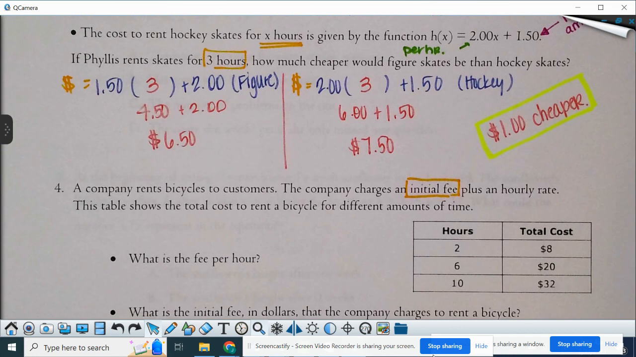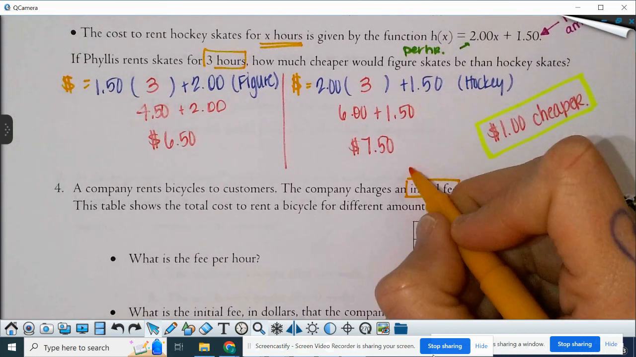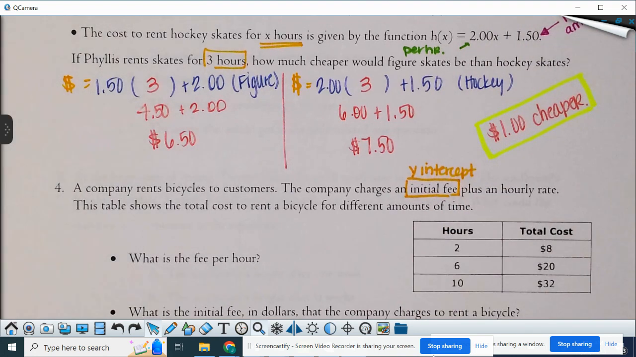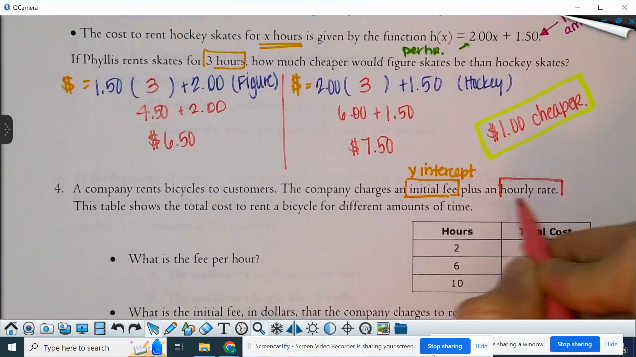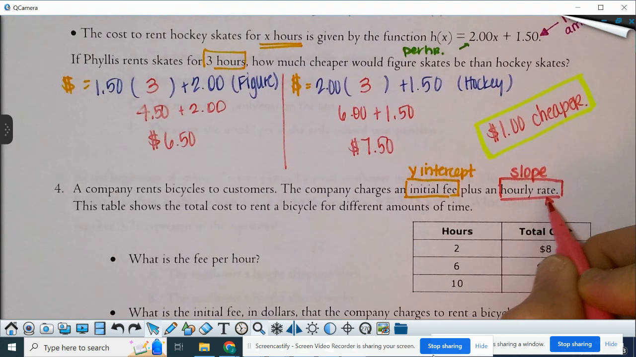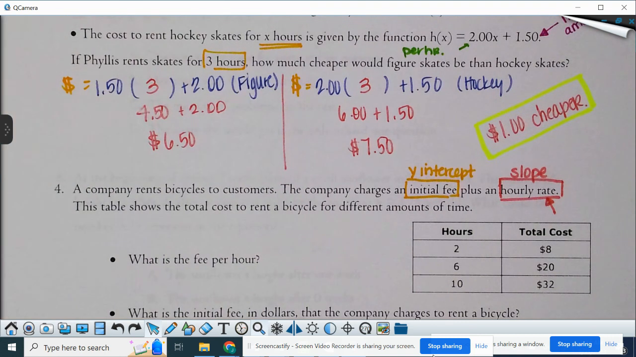Yes, good. You're just throwing it all out there. Y-intercept, not x-intercept. And then plus an hourly rate. So hourly rate would be your m, your slope, because you see the word rate. Rate of change. Maybe that'll help. It's not always, but usually hourly, so that's per hour, and hour is slope. Your initial fee is that y-intercept, the non-negotiable cost.